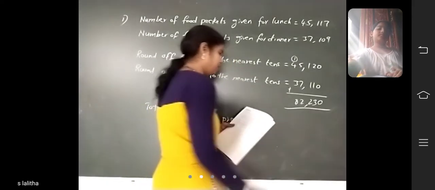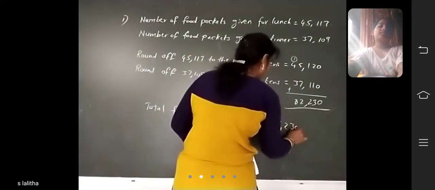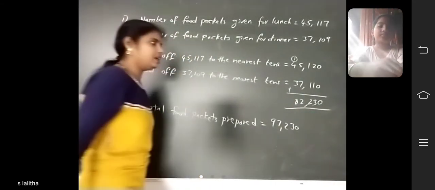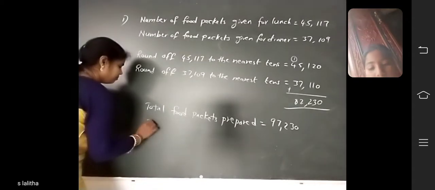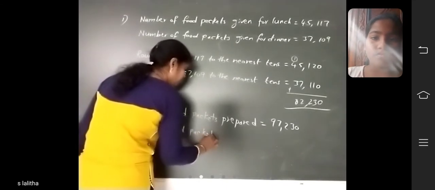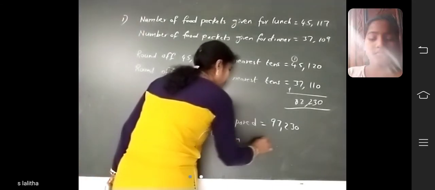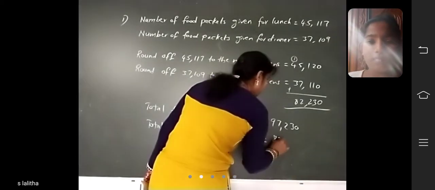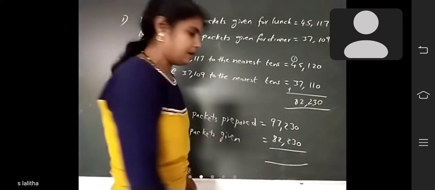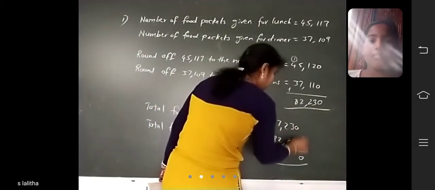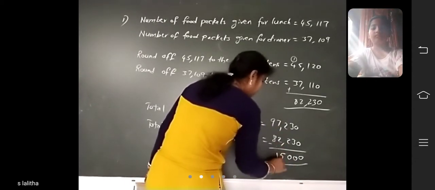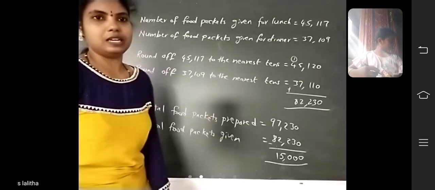Total food packets prepared equal to how many? 97,320 packets. And next, how many total packets given? Total food packets given equal to how many? 82,230. Okay, now subtract. 0 minus 0, 0. 3 minus 3, 0. 2 minus 2, 0. 7 minus 2, 5. 9 minus 8, 1. 15,000 are left.